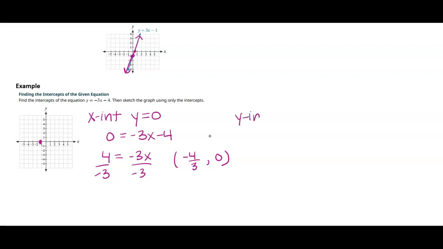Then I want to find my y-intercept. That's going to be when x is equal to 0. So I'm going to plug in 0 for x and simplify. So that's the point (0, -4). I plot, and then since I have 2 points, I can make the equation graph, which would be a line in this case.